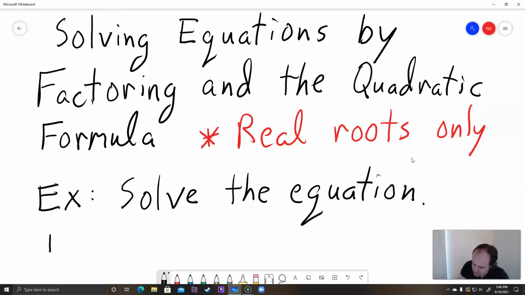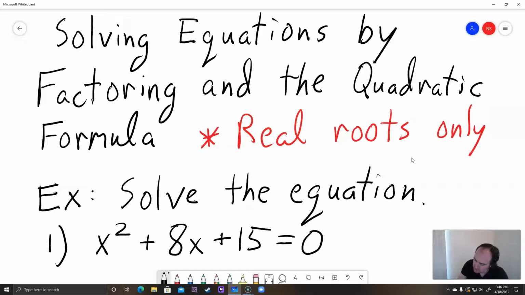For our first equation, example number 1, we're looking at the equation x squared plus 8x plus 15 equals 0. With this equation, we already have all the terms on the left side. The easiest way to solve it is to factor the left side and then use what's called the zero product rule. You could also use the quadratic formula, but here factoring is probably faster.